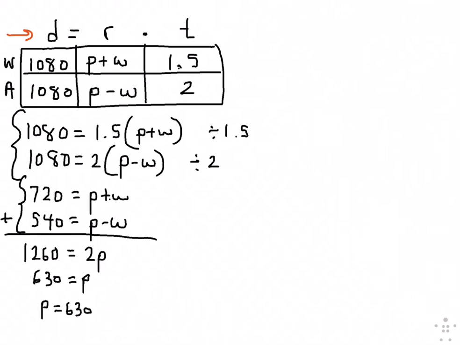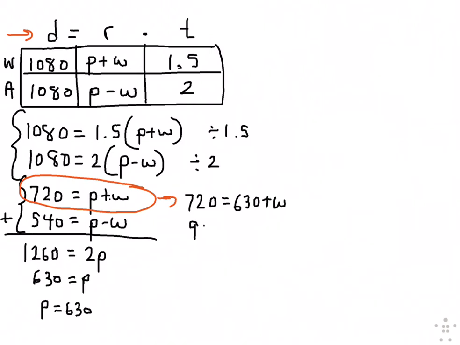And now we go up and we solve for W. I'm going to use this equation. So, and we could use any of the equations, right? So 720 equals P, which is 630, plus W. So we get 90 equals W. W equals 90. So now we write our answers.